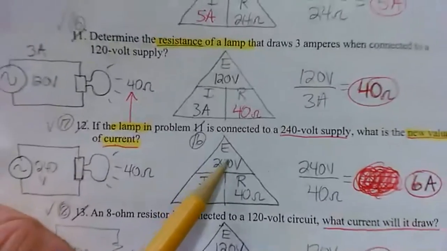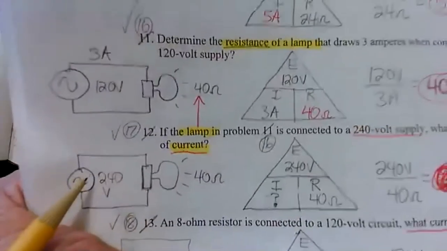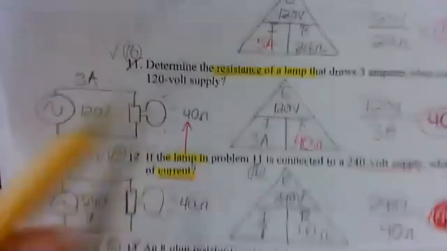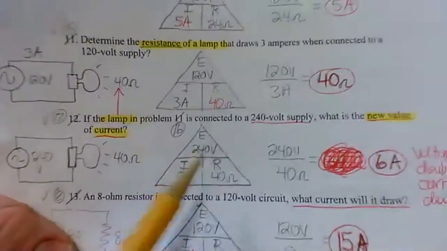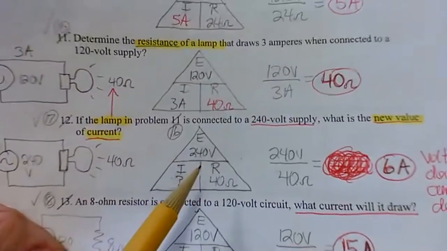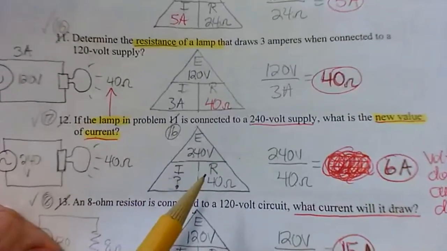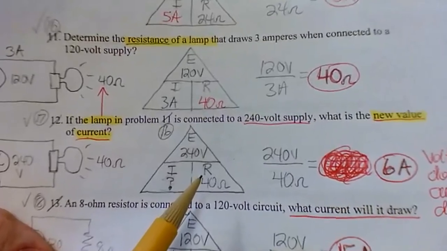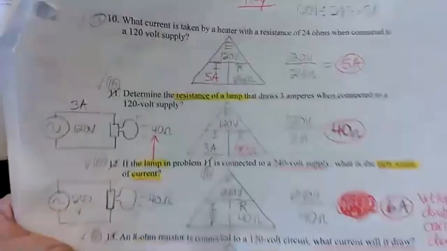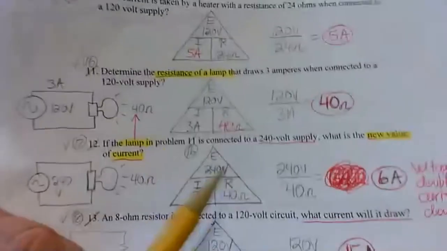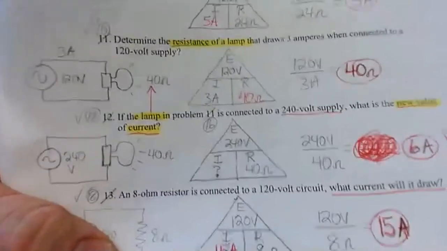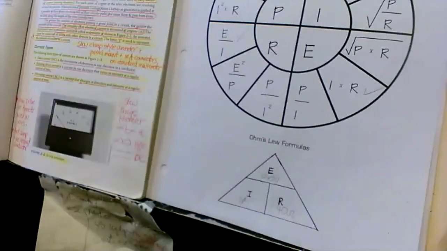Here I plugged the 240 in and the 40, and it's giving me the 6. I drew the circuit out. See there, I changed it from a 120 volt circuit to a 240 volt. And I like drawing stuff out, because if I draw it and plug the numbers into the triangle, I'm way less likely to make a mistake. Does that make sense? Yes. So I encourage you to do what I'm doing right here. Draw this stuff out. Draw the triangles on scratch paper. Draw the circuits out.